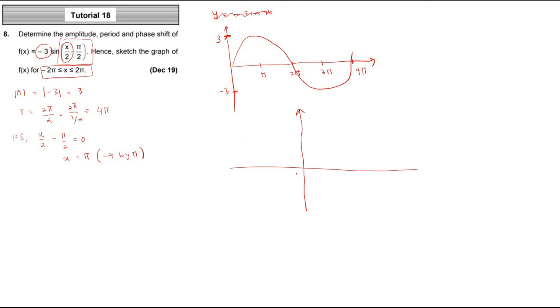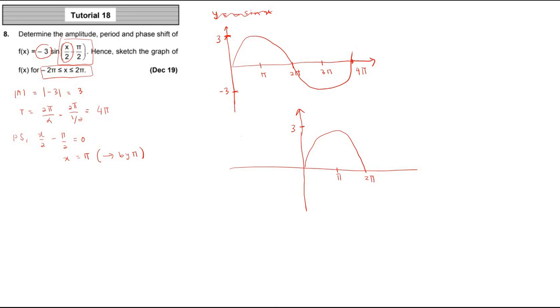Okay, kalau 2 pi sampai sini sahaja. Sampai sini. Amplitude 3. Ini sampai 2 pi. Pi. Ni. From the first cycle. Okay, sebab tu lebih senang kalau kita mula dengan cycle yang pertama. Kita tahu amplitude 3, period 4 pi.